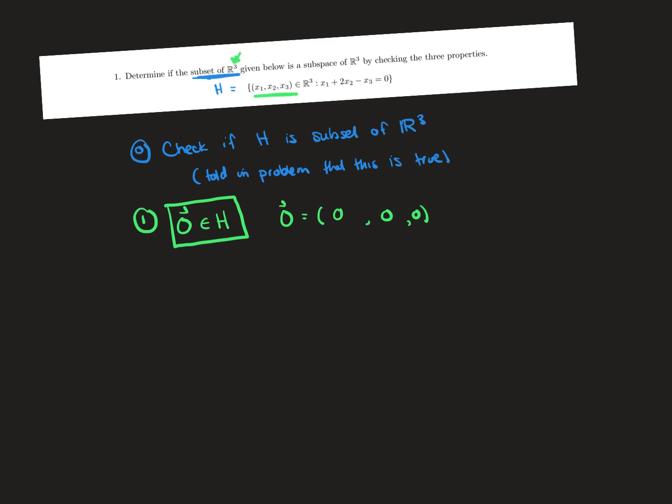To show that it's in the set, which is all vectors where the first thing plus 2 times the second thing minus the third thing is equal to 0, I take my first thing plus 2 times the second thing minus the third thing and show what that equals. That's just 0 plus 0 minus 0, which equals 0. So I showed that I satisfy that condition. Therefore, the 0 vector is in H. It meets all of the rules it needs to be in H.